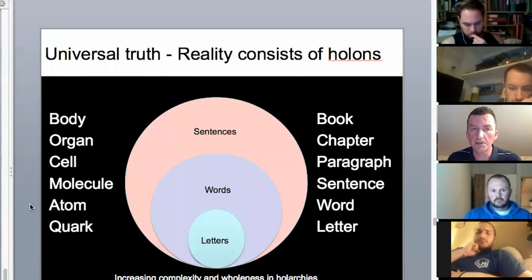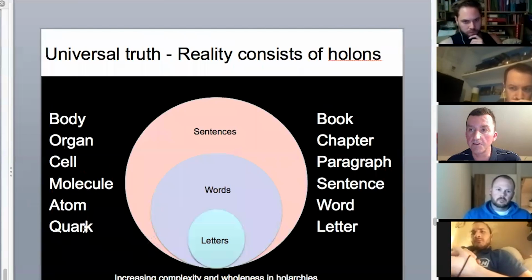So the big universal truth is that reality consists of holons. A holon is something that's a whole while simultaneously being part of a greater whole. Everything is a holon. We can see this as an example with our body: quarks come together in greater complexity to form atoms, which come together to form molecules, cells, organs, and bodies.